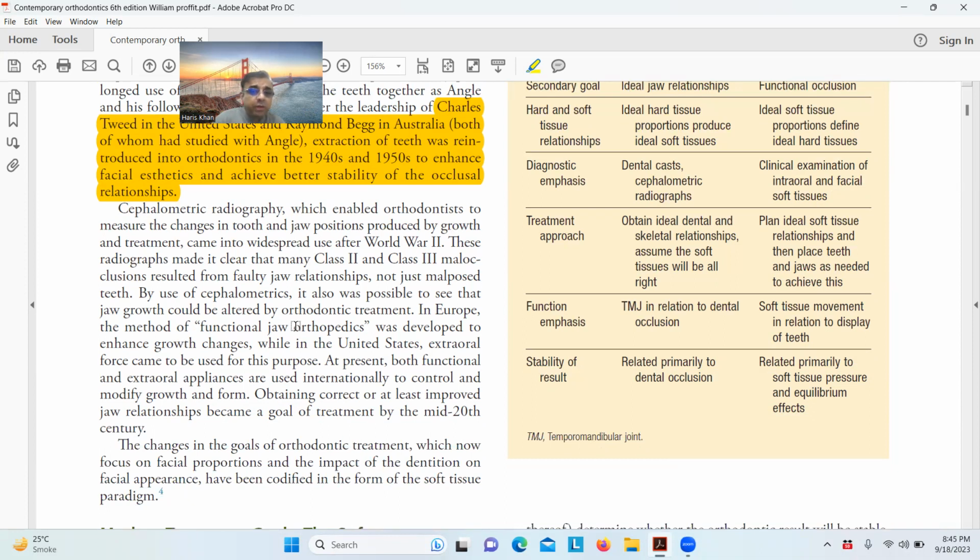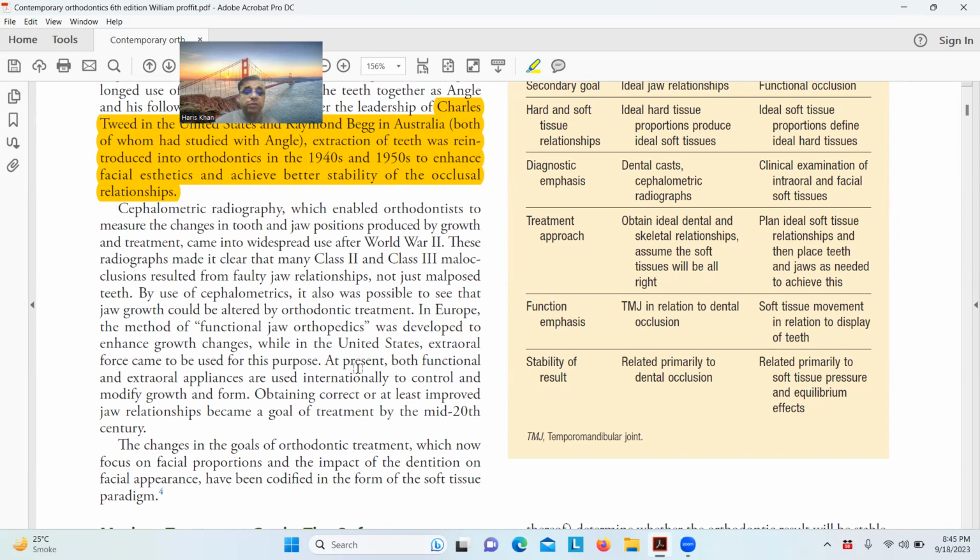Cephalometric radiography, which enabled orthodontists to measure changes in tooth position, came into widespread use after World War II. But in Europe, the method of functional jaw orthopedics was developed to enhance growth changes, while extraoral forces came to be used in the United States. At present, both functional and extraoral appliances are used.